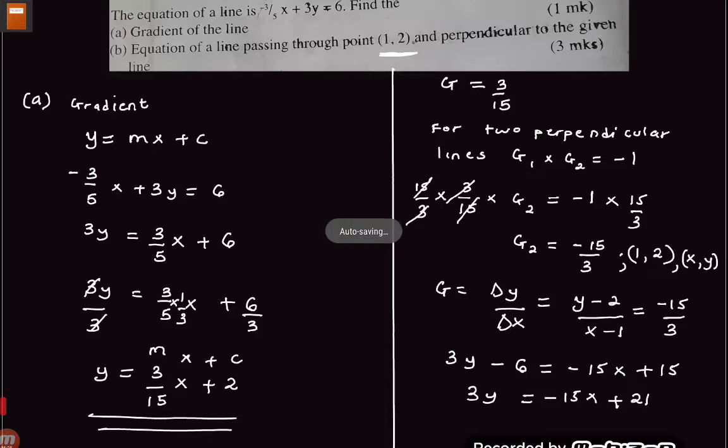So even if you leave the equation in this form, there's no problem because the question was not specific on how we are going to write the equation of this other line. But we can just simplify, and we're going to have y is equal to negative 15 over 3x plus 7.